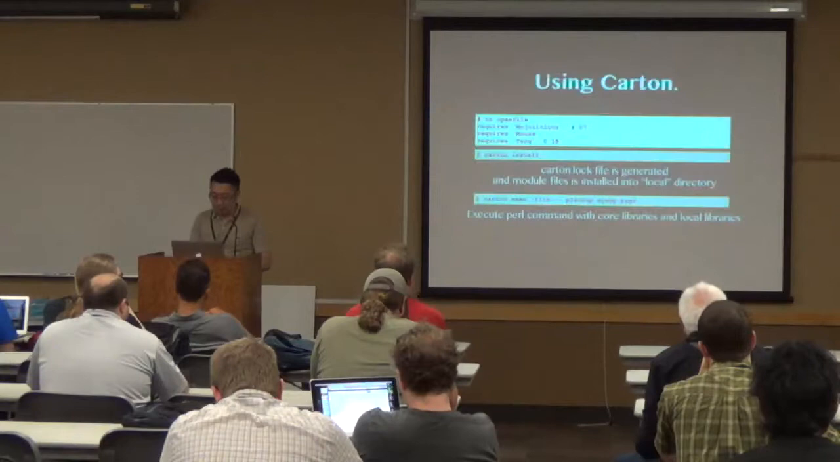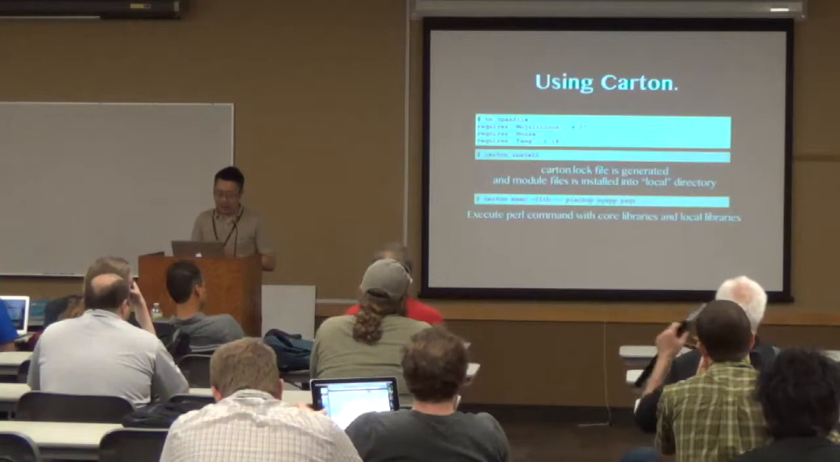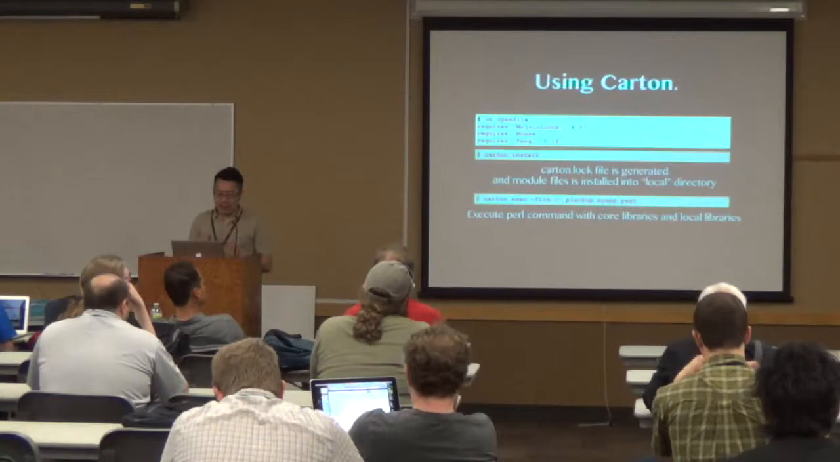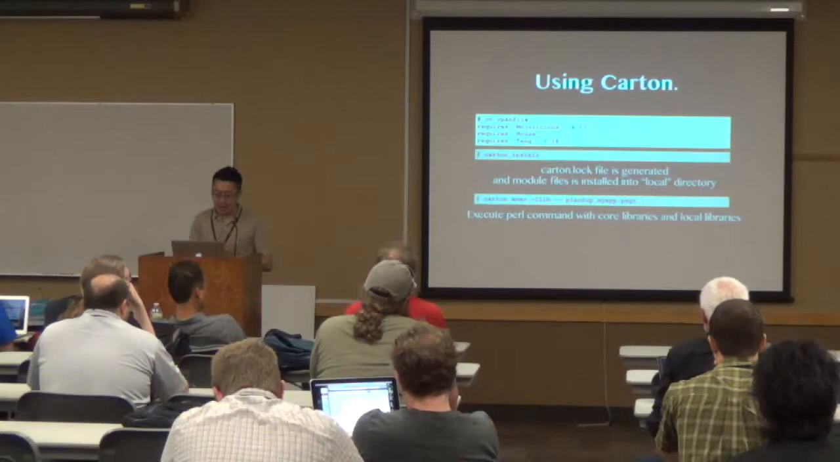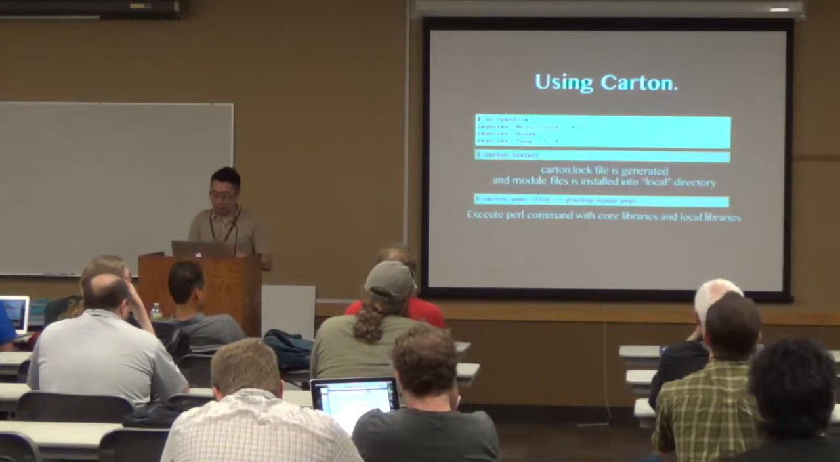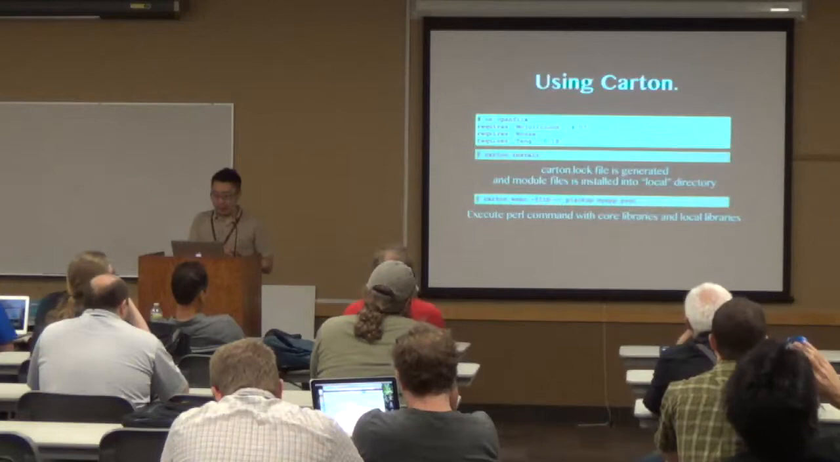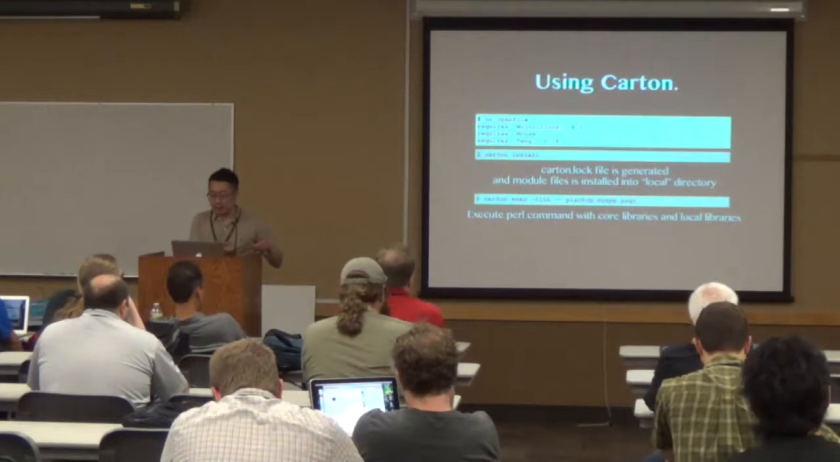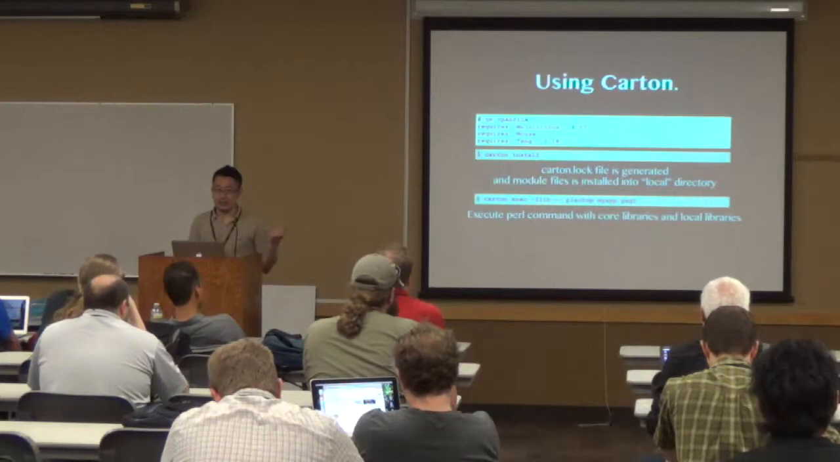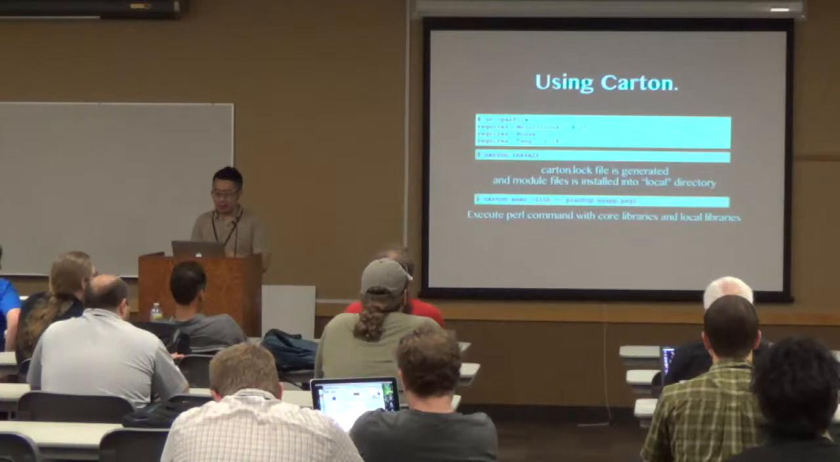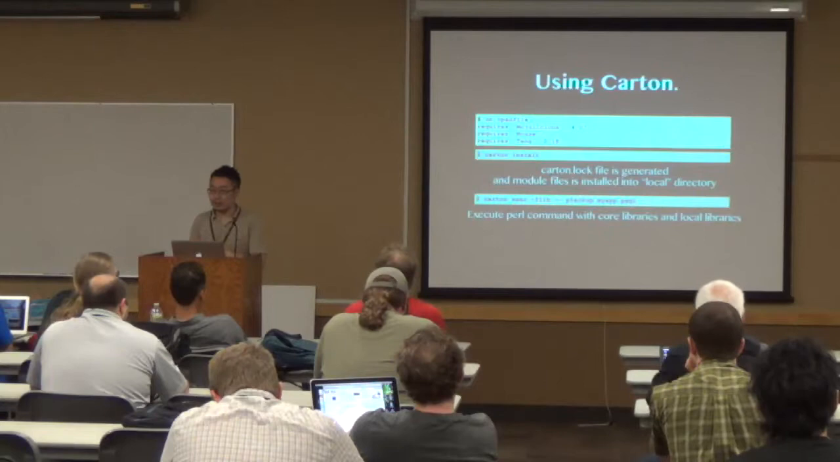So how to use Carton? Write a cpanfile that requires Mojolicious with the latest version, requires Mouse, requires Teng and the latest version number, and then run the command carton install. Then the carton.lock file is generated, and module files are installed into a local directory. And that's all. But to execute a Perl command with these libraries, such as Perl core libraries and local libraries installed with Carton, the carton exec command is available. Then carton exec uses the core modules and only the local libraries installed with Carton. So the version number is fixed.